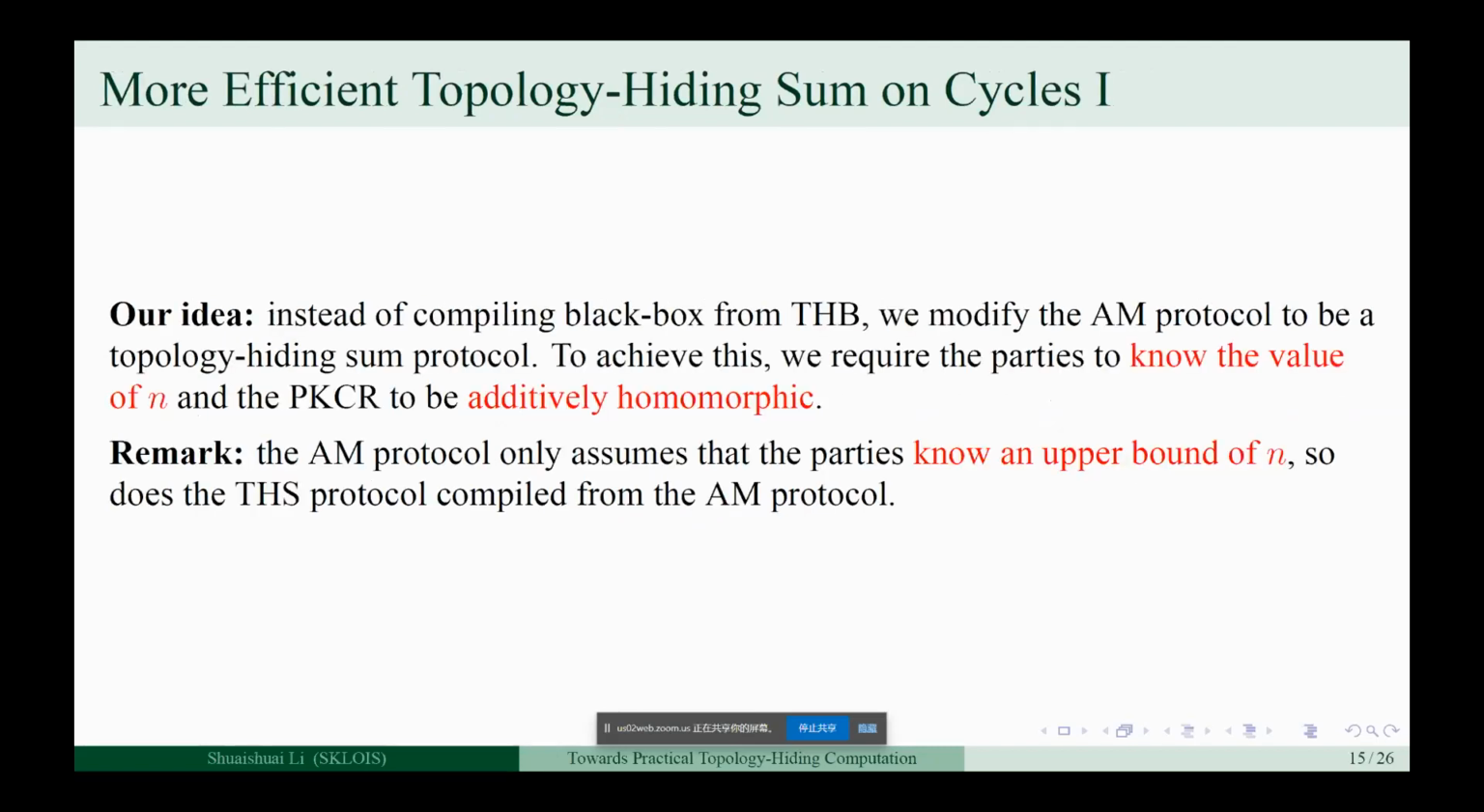Our idea is that instead of compiling as a black box from THB, we modify the AM protocol to be a topology hiding sum protocol. To achieve this, we require the parties to know the value of n and the PKCR to be additively homomorphic. Note that the AM protocol only assumes that the parties know an upper bound of n, and so does the THS protocol compiled from the AM protocol.